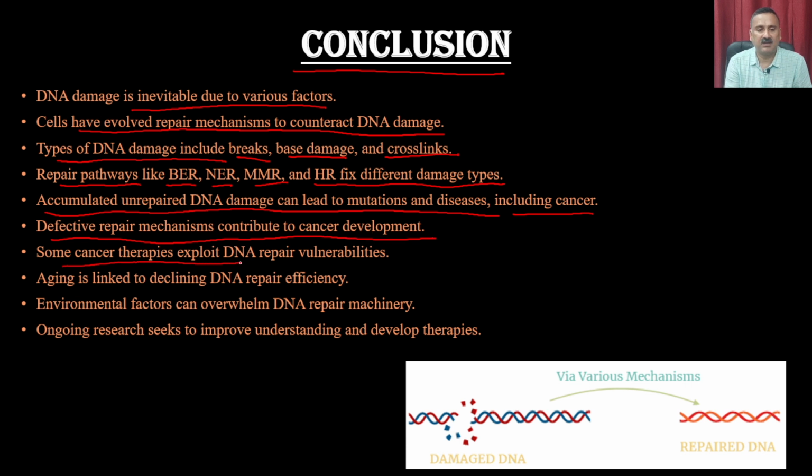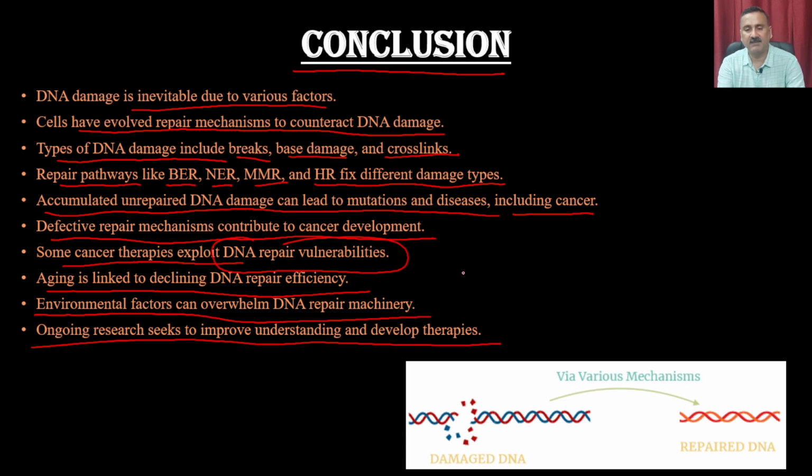Some cancer therapies exploit the DNA repair mechanisms, and that's how they can actually cause mutations in the cancer cells. And since you are going to have several mutations, the cancer cell will have no option but to die. Aging is linked to declining DNA repair efficiency. Environmental factors can overwhelm the DNA repair mechanisms, and ongoing research seeks to improve the understanding and develop therapies. So there are many mechanisms. Once the DNA is damaged, there are many mechanisms through which the DNA is repaired in the eukaryotic cell or the prokaryotic cell.